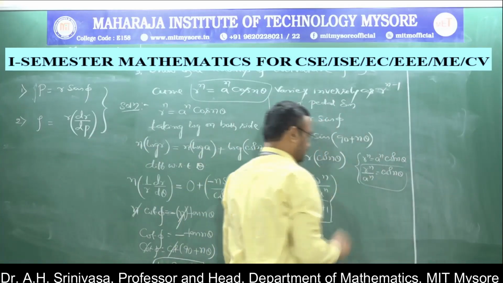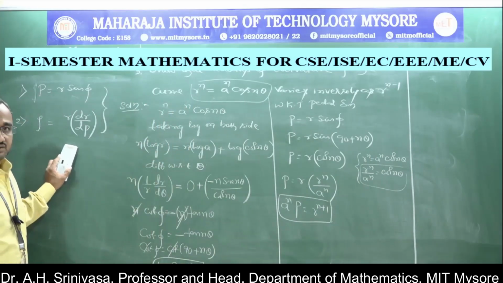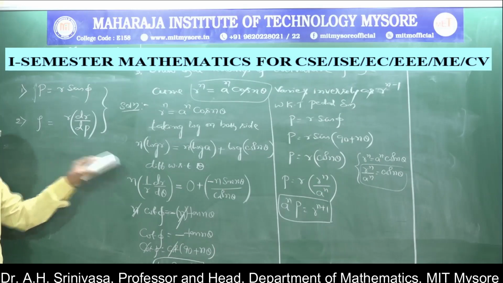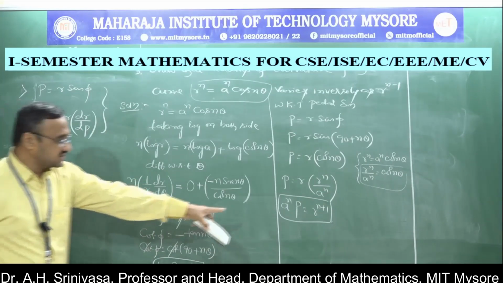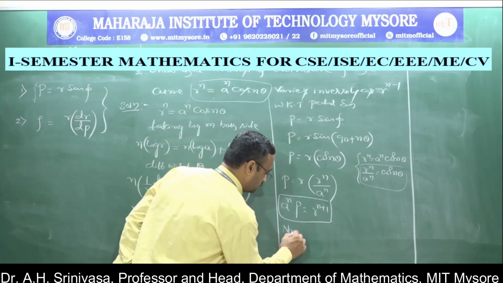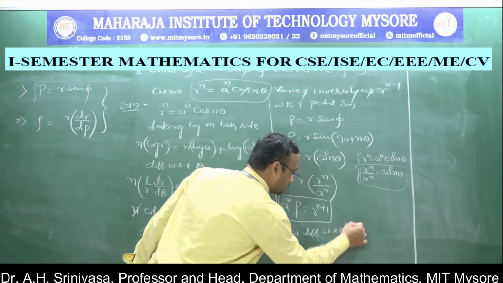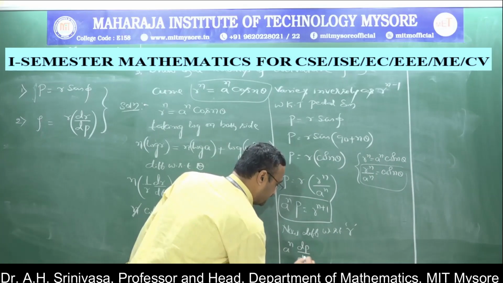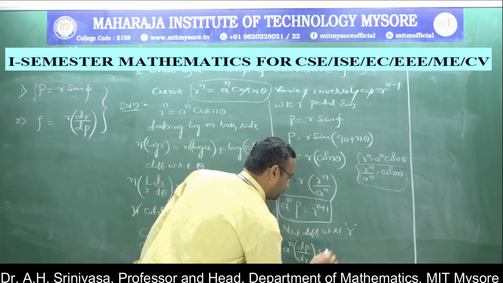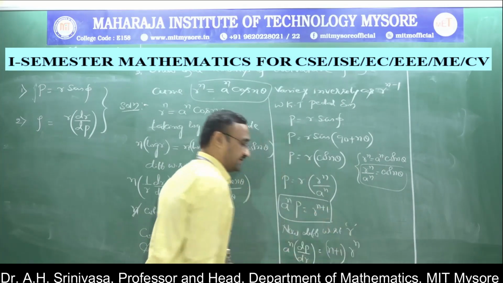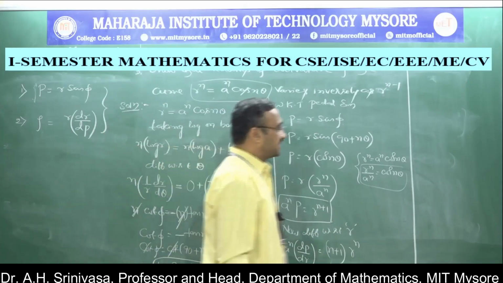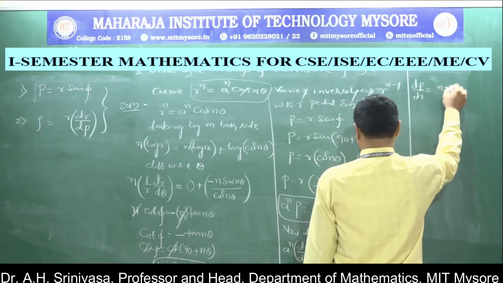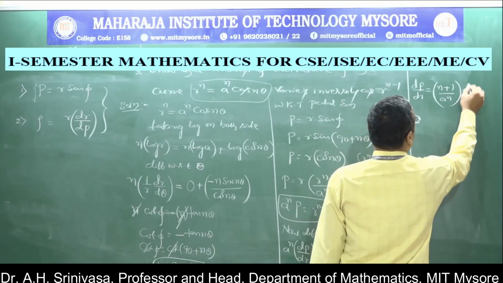So next, I wanted the radius of curvature. If you want radius of curvature, we need this result: rho equals r into dr by dp. Now we have p. I want dp by dr, which means differentiate this with respect to r. Then dp by dr is equal to (n+1) divided by a^n into r^n.